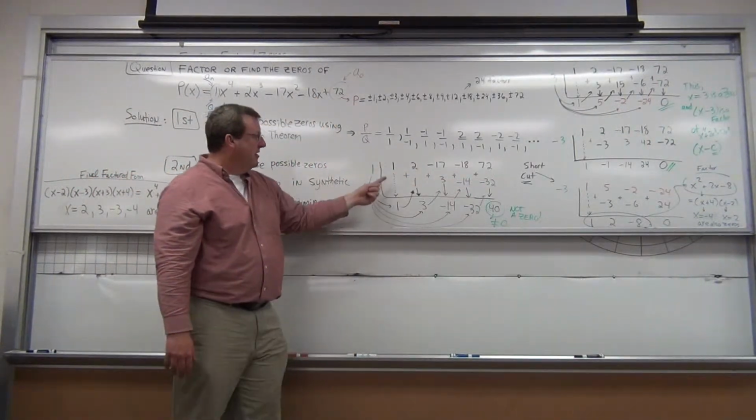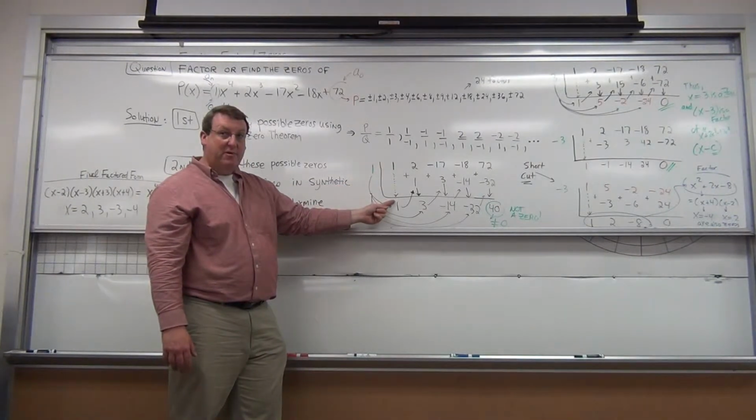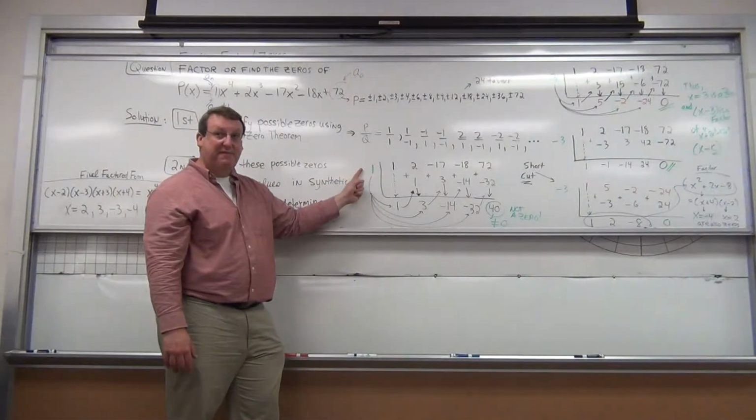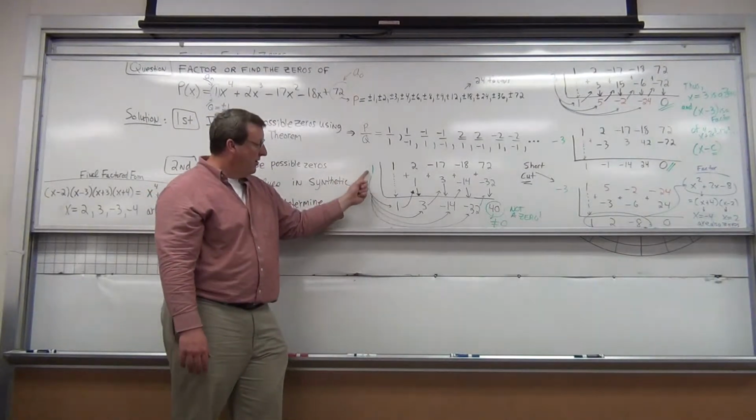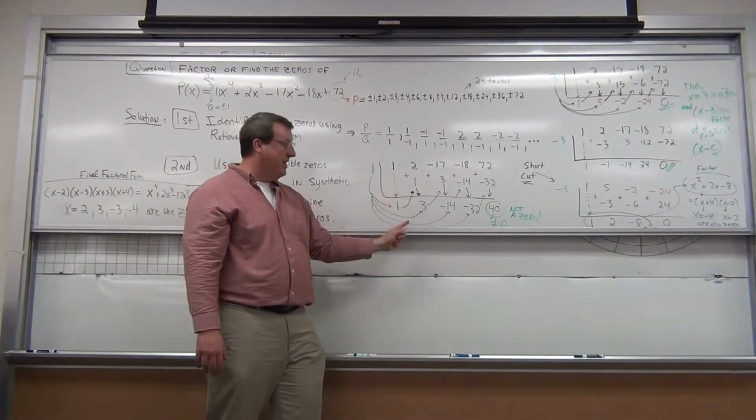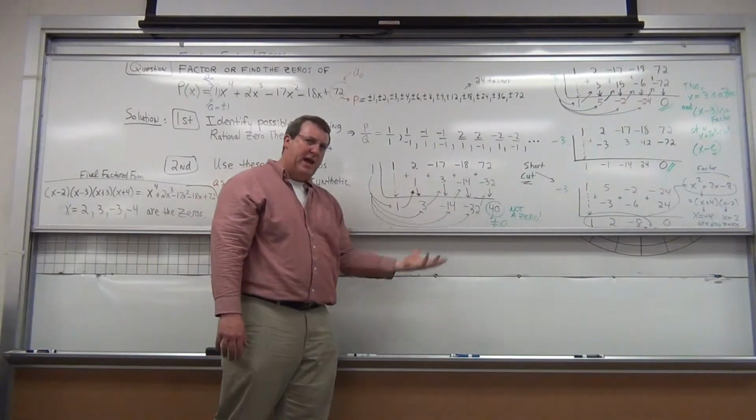And if you remember, bring down this first one every time below the line. You take this c value out here, the p over q that you found, and multiply it. You go 1 times 1 gives you 1. Bring it up. Follow the arrows. I give you these arrows to see the pattern.